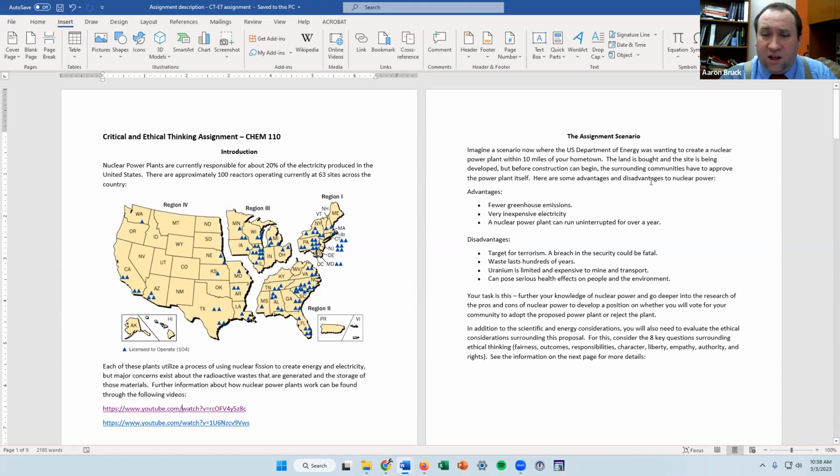You've got the Department of Energy. The Department of Energy wants to build a nuclear power plant within 10 miles of where you live. The land has already been bought. They are already doing some preliminary work to develop the site into an area that is proper for an electrical power plant to exist. But before construction can begin, the surrounding communities have to approve the power plant in a local referendum. So people have to go to the voting box and vote for whether or not they want the power plant in the area. And so the power of the people here, they have the ability to say no or to say yes.